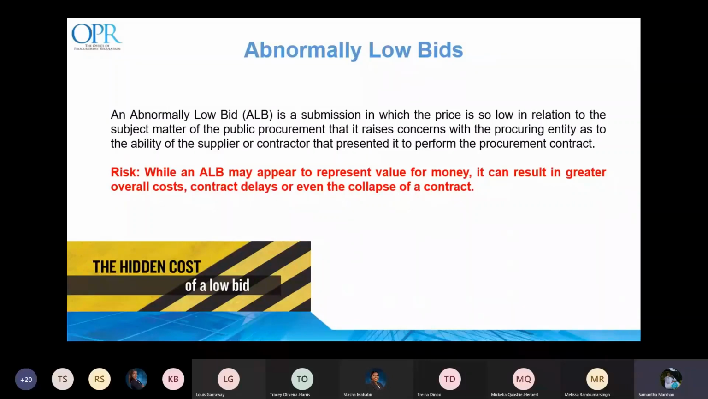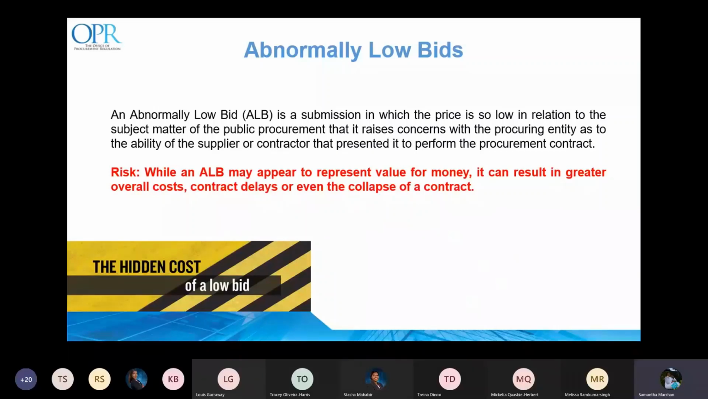While an abnormally low bid may appear to represent value for money, it can result in greater overall costs, contract delays, or even collapse of a contract. So how do you identify and treat with abnormally low bids?